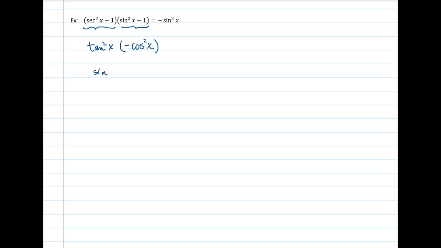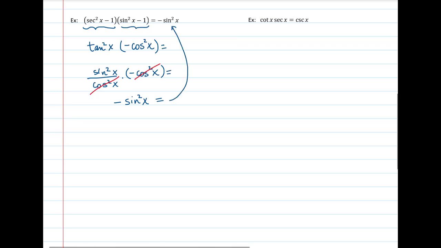Now I use my quotient identity. This says tangent is equal to sine over cosine, and since it's squared, I have sine squared of x divided by cosine squared of x, right? And I have times negative cosine squared of x. Notice how those cosine squares are going to cancel out. And I end up with my negative sine squared of x, which is exactly what I have on the right side. And then there it is, it's verified.